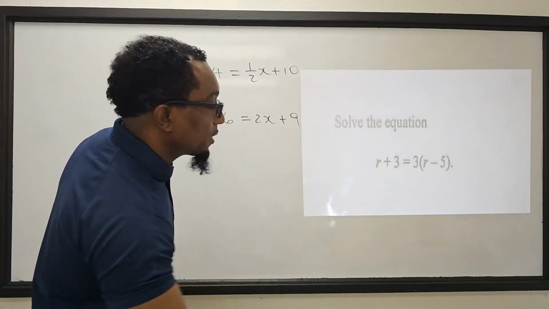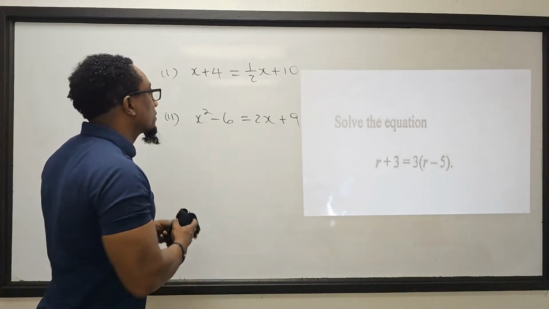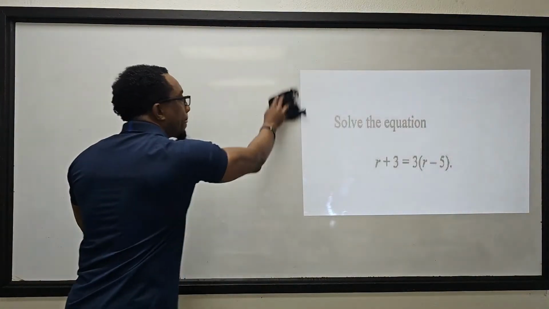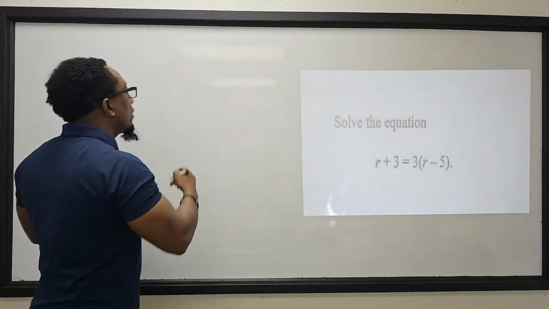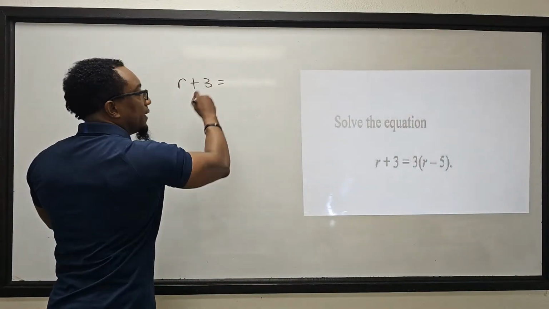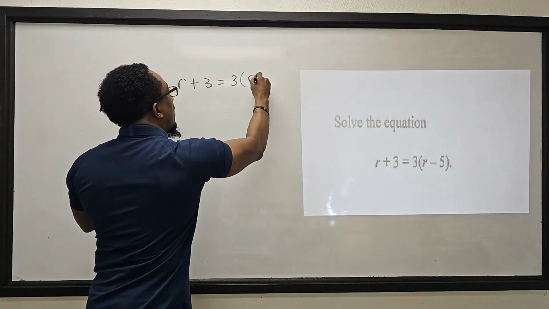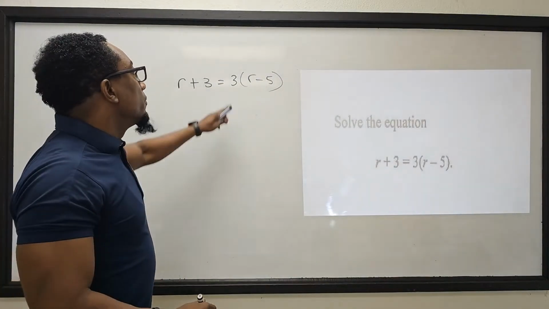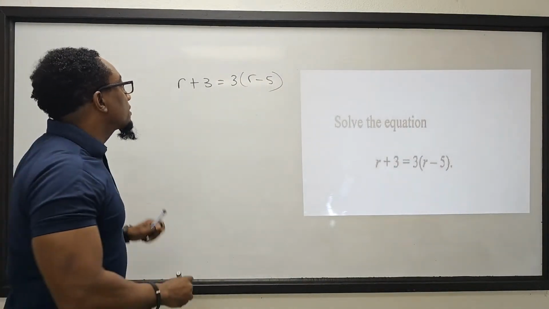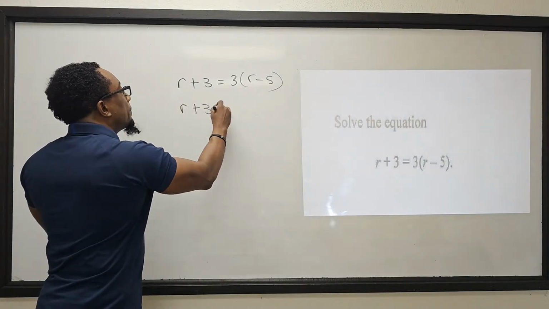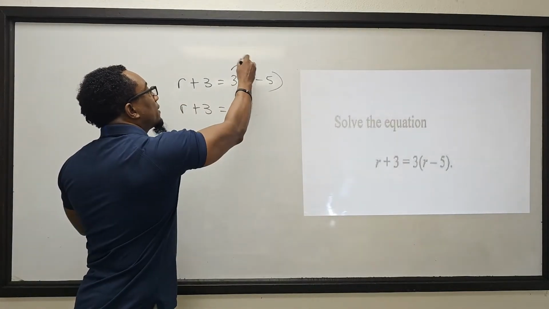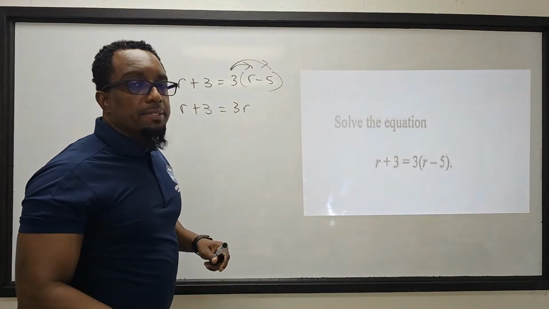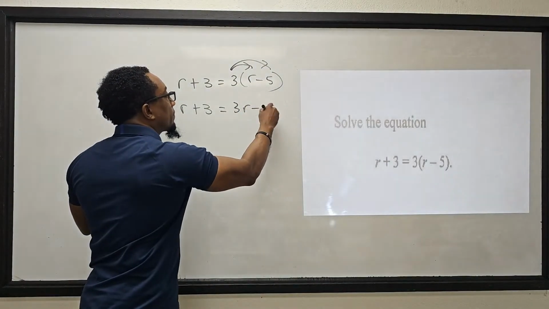Solve the equations. They want us to solve these equations. So we have r plus 3 is equal to 3 into r subtract 5. Simple equation to solve. So of course, we see brackets, so let's remove the brackets first. R plus 3, and let me remove the brackets. 3 by r is 3r. 3 by negative 5 is negative 15.